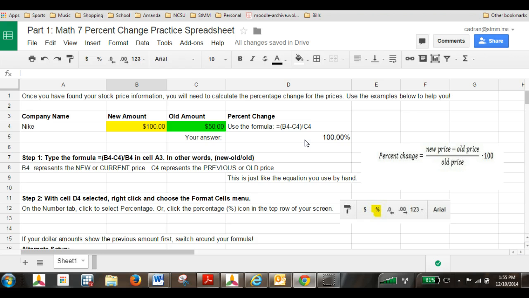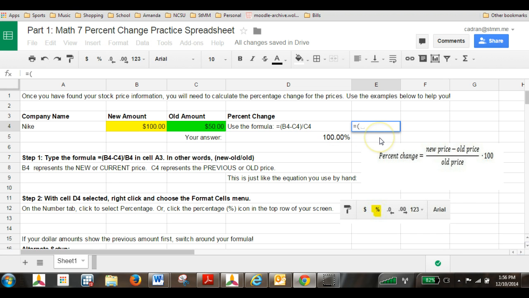So what we're going to do to simulate new price minus old price over old price is to start with our equal sign, parentheses B4, which is our new price, minus C4, which is our old price, and our parentheses, divide by C4, which is our old amount. So there's our new price minus old price over old price. And when we get our answer, we are going to convert it to percent. So let's see that in action.